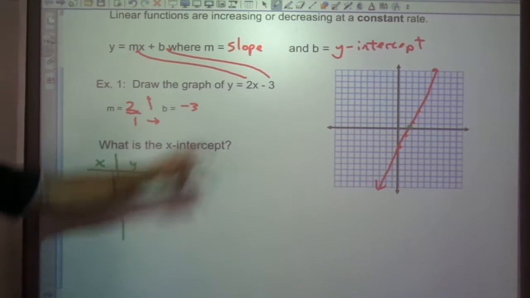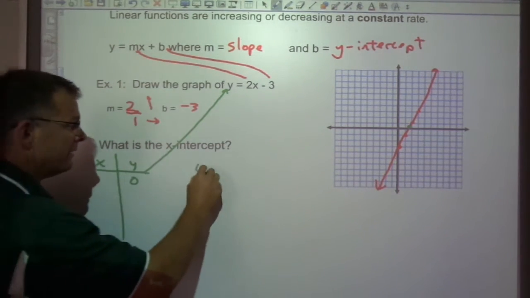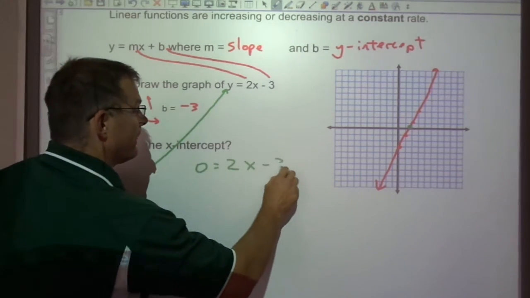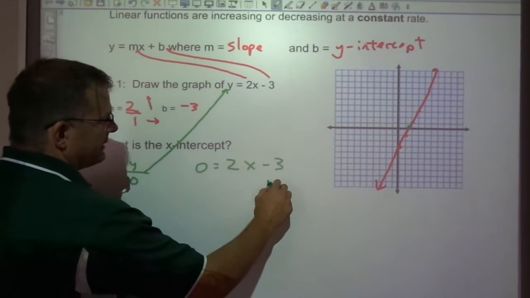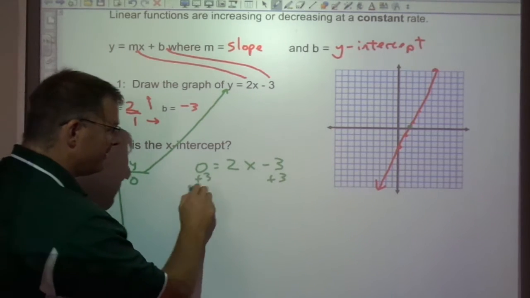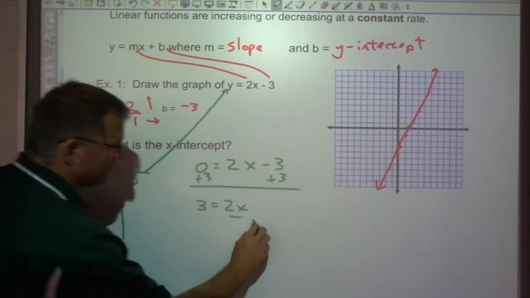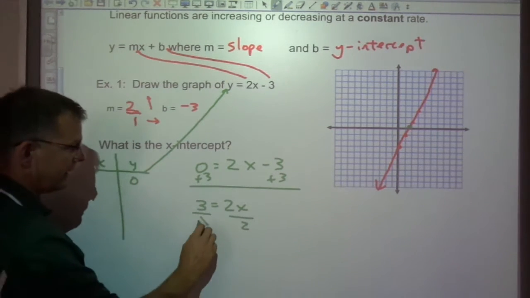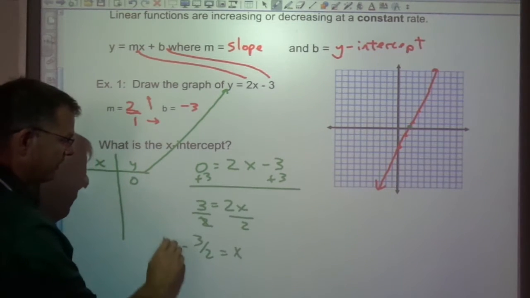If I go to my original equation and think, what if I plug in 0 for y? This would then help me to figure out what is x when y is 0. So to get x by itself, I could add 3, which gives me 3 equals 2x, divided by 2 on both sides. And that is 3 over 2, which is x, which is 1.5.